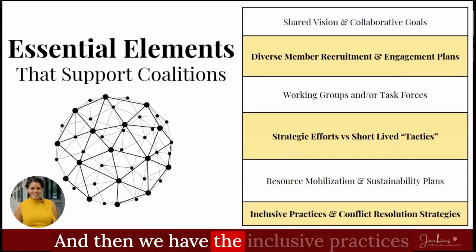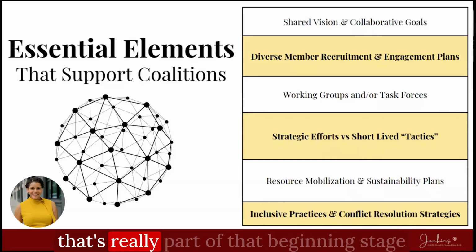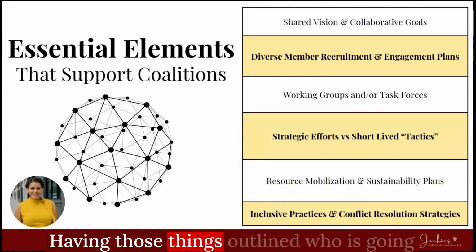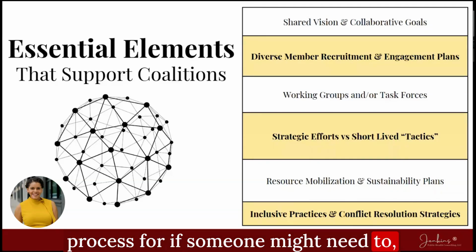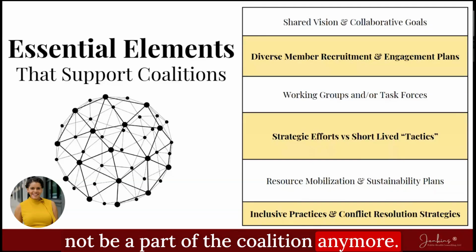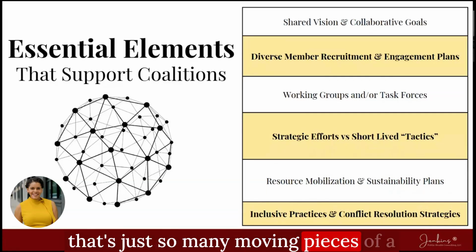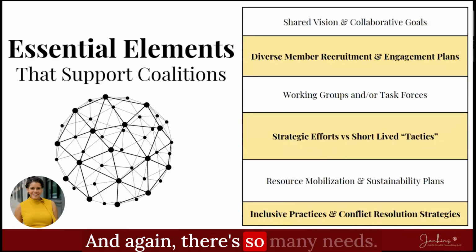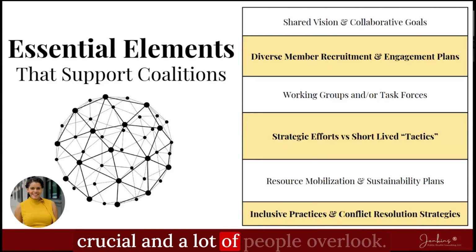And then we have the inclusive practices and conflict resolution strategies. That's really part of the beginning stage of the development of your coalition, having those things outlined: who is going to address what, and what's the process if someone might need to not be a part of the coalition anymore. But conflict is going to arise because there are so many moving pieces of a coalition, so many different priorities. And again, there are so many needs. So that conflict resolution piece is crucial, and a lot of people overlook it.